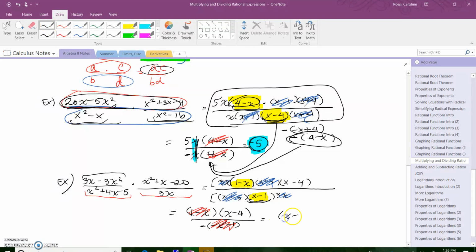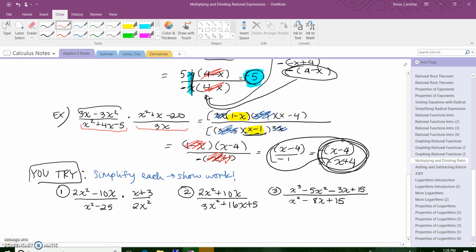This is an x minus 4 divided by negative 1, which is really just negative quantity x minus 4, which you could also say is negative x plus 4. Any of these are okay. These two are better, though. Don't write it as a fraction if you don't have to.